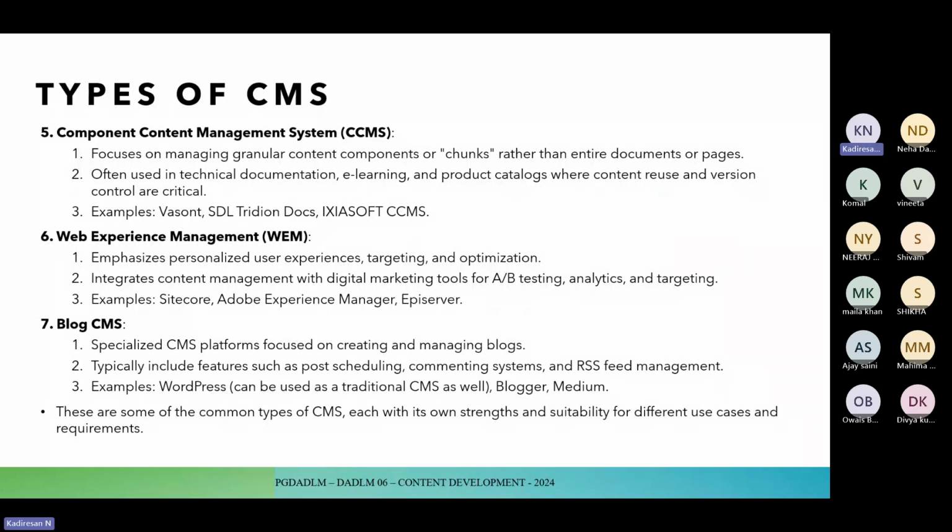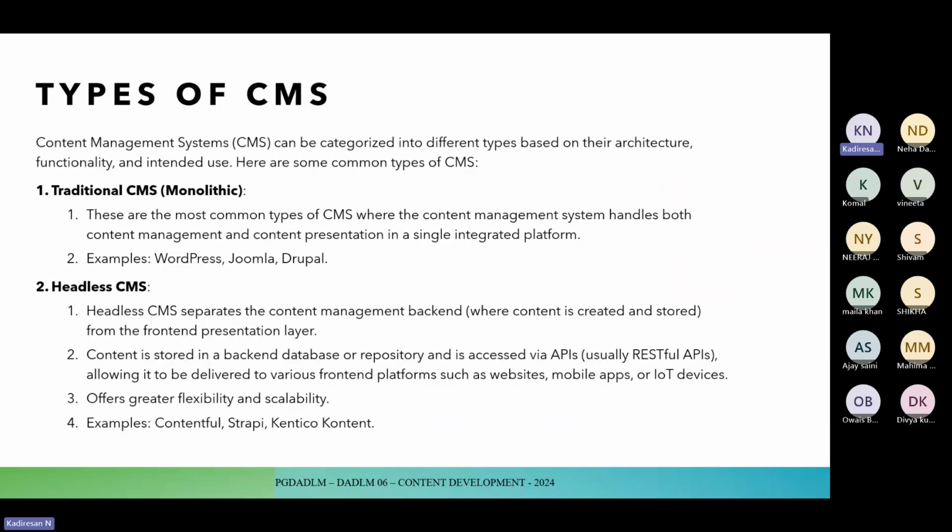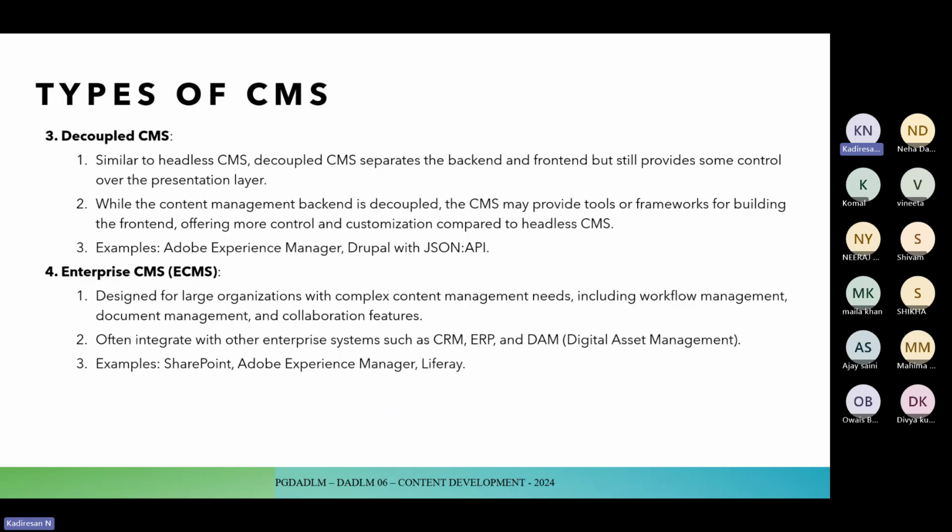So these are the different types of content management system. The first is the traditional CMS, where you manage the content and have a presentation layer integrated into a single platform, with the server side and the client side together. Some examples are WordPress, Drupal, and Joomla. The second is headless CMS, where the content is stored in a backend database and accessed using an API. And the third one is the decoupled CMS, which is similar to headless CMS in that it separates the backend and front end, but still you have some control over the backend and the front end layer.